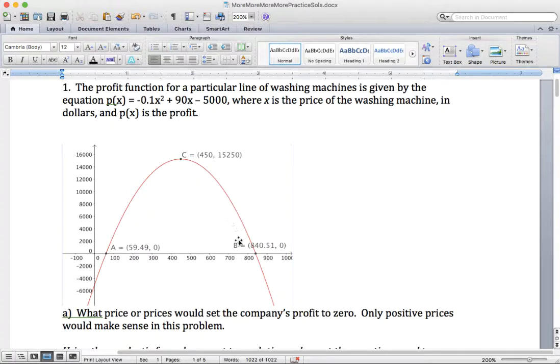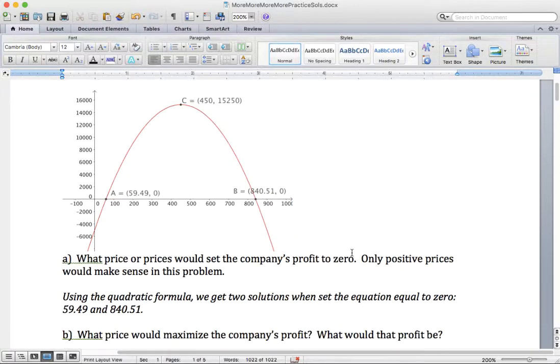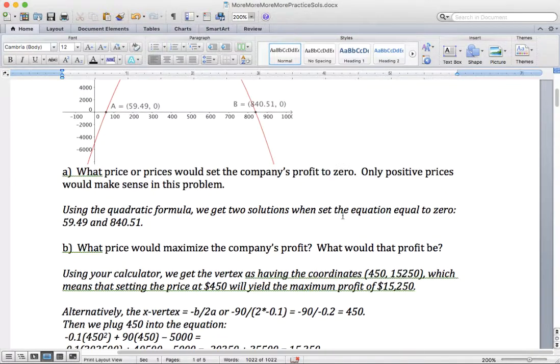It's an upside down parabola, so it has a vertex which will represent a maximum. And when we set this equal to zero, we're going to end up with two positive values for our solutions. So using the quadratic formula or plugging it into your calculator, you get these two solutions of 59.49 and 840.51. So in this case, both of them make sense. Whereas with other problems that we've done, let's say where we're measuring the time after a ball was thrown or dropped, the time would always have to be positive. So when we got one solution that was negative, we rejected that. Here we can accept both positive solutions.